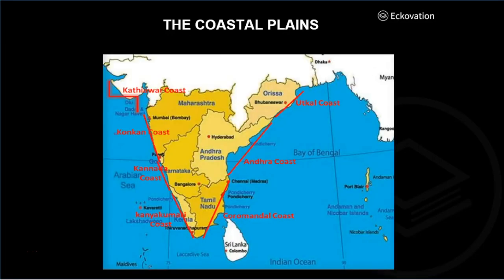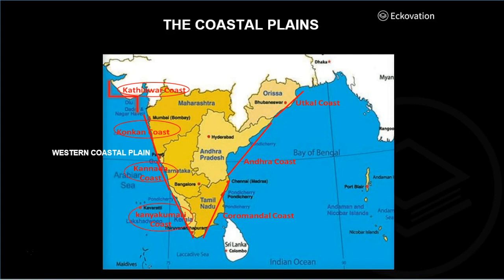Now, we'll be talking about the fifth physiographic feature of India, which is the coastal plains. The coastal plains are divided into western coastal plains and eastern coastal plains. We'll be starting with western coastal plains. Western coastal plains begin at Gujarat in the north and end at Kerala in the south, including the states of Maharashtra, Goa and Karnataka.